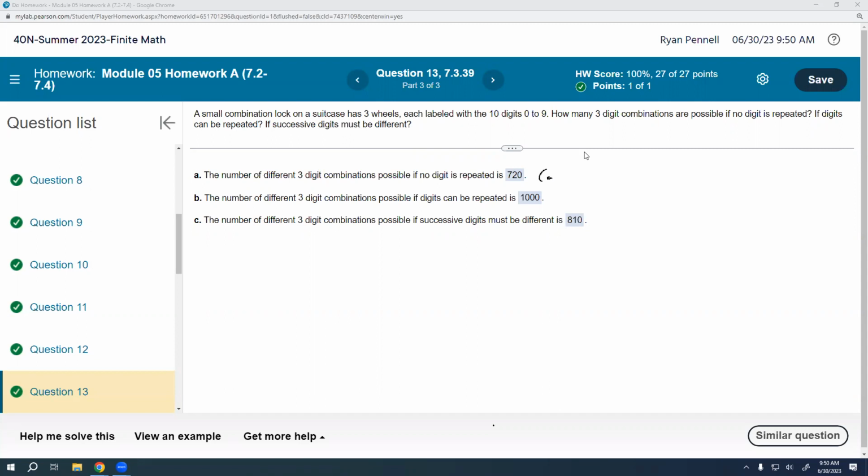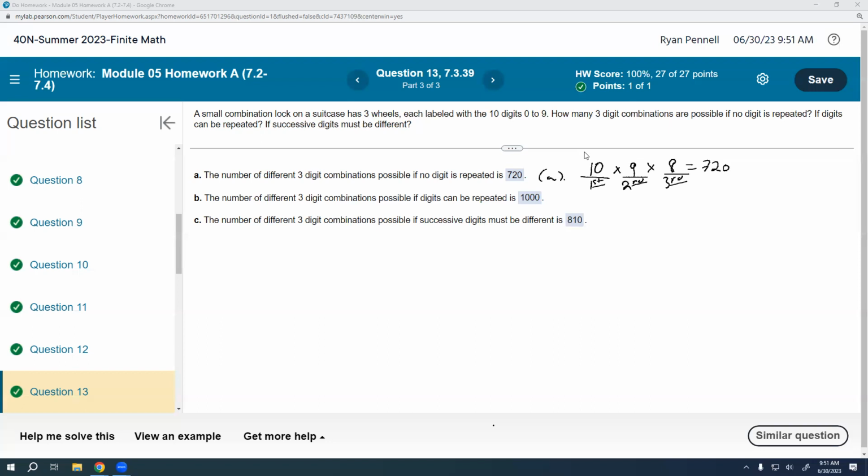What about A here? In A, nothing is repeated. Okay. 1, 2, 3. So for the first one, how many choices do I have? I have 10 digits, so 10 choices. Nothing can be repeated. So for the second one, how many choices do I have? 9. For the third, how many choices do I have? I have 8. So this is 10 times 9 times 8. 9 times 8, 72.